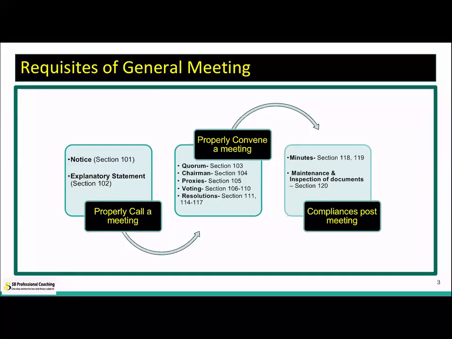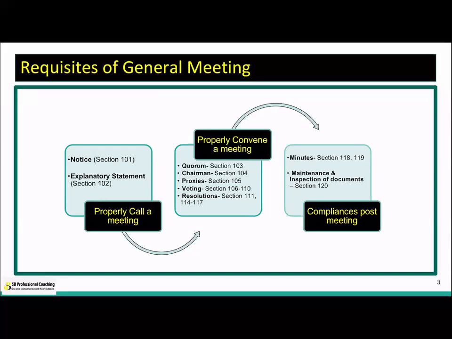To properly call a meeting, what would we have to do before calling a meeting? We'll have to give notice to all the persons who are entitled to attend the meeting. Secondly, we'll have to inform them what resolutions we are going to pass and what is the justification for the same. That is given in the explanatory statement. Whereas to properly convene a meeting, a minimum number of members have to attend the meeting. This minimum number of members, as per the Companies Act, is known as quorum.